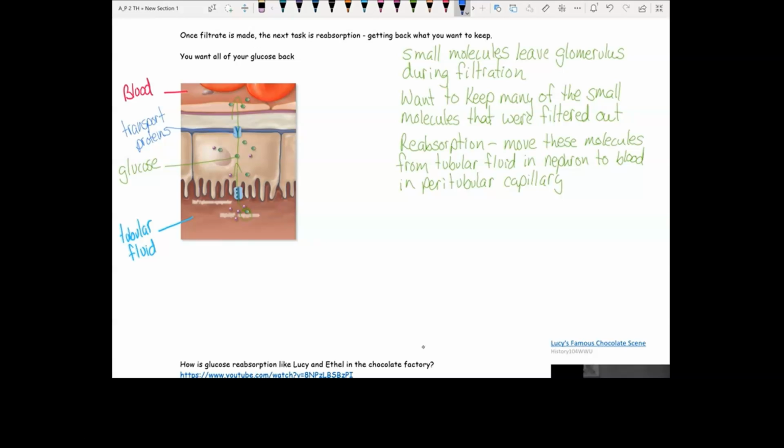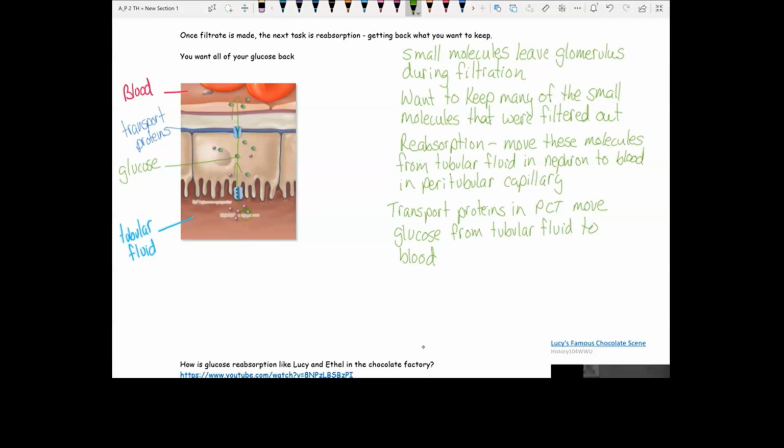So to reabsorb glucose, you have transport proteins in the proximal convoluted tubule that will move the glucose from the tubular fluid to the blood. Okay, so that's reabsorption. Pretty simple idea.